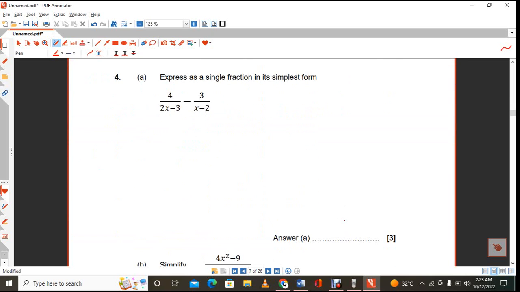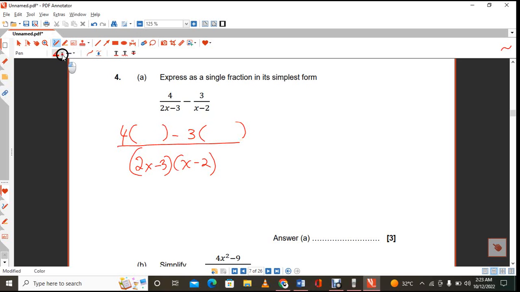Express as a single fraction in the simplest form. You always seem to find in exams that you're going to get algebraic fractions. Okay, this is not an equation. Your objective here is to make this a single fraction. So the LCM then becomes 2x minus 3 combined with x minus 2. Okay, all right. So you have the 4 here, minus, and then you have the 3 here.